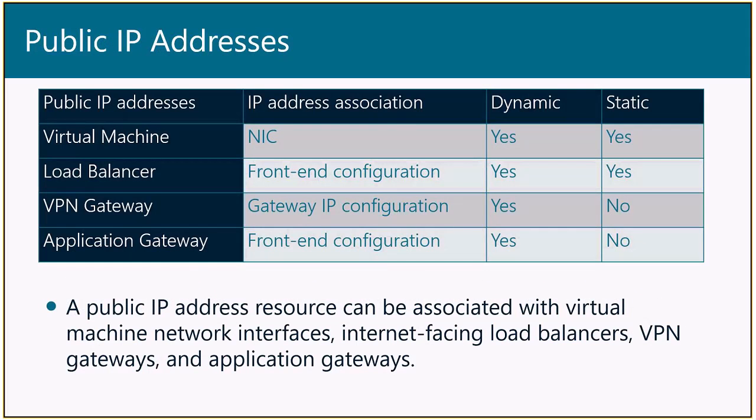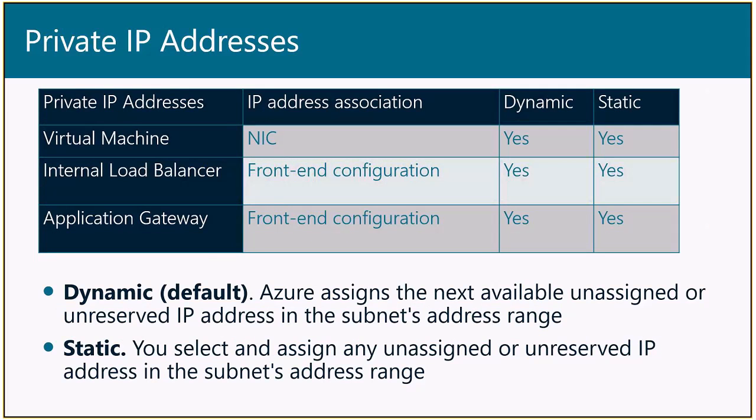Public IP addresses. IP address association is with a NIC card. You can have dynamic IP addressing or static. For a load balancer, which we'll create some today, load balancer and application gateway, we're going to create both of them. Those are front-end configuration. It is dynamic and it is static. The only ones that are not static are the VPN gateway and application gateway. These are all different things that it can be associated with. That's a public IP we're talking about.